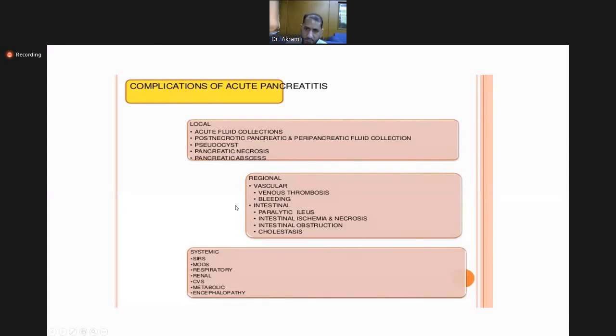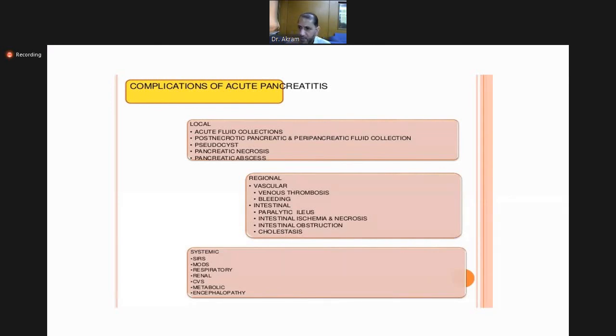Then look at the systemic complications. How can you pick them up? On the next day, you order certain investigations. For example, you do a chest X-ray, urea, creatinine, electrolytes, PT and APTT, and an ultrasound of the abdomen. For example, a chest X-ray which shows bilateral haziness of the lungs means the patient has developed bilateral pleural effusion.